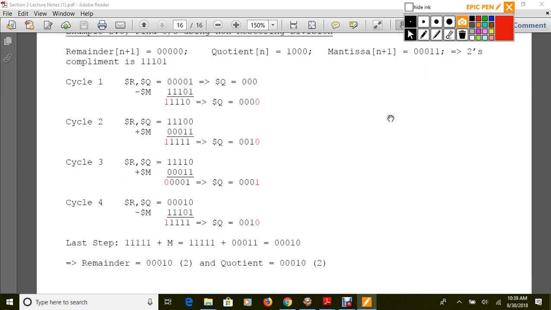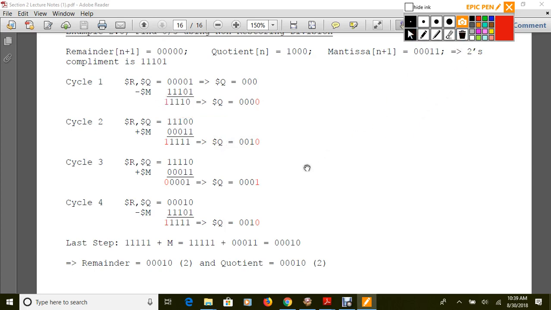Cycle 1, left shift the remainder. The most significant bit of the quotient is 1, so that becomes the least significant bit of the remainder. Therefore, since it's 0, we subtract, right? And then we have a negative number here. The most significant bit of the remainder is flipped and becomes the least significant bit of the quotient.